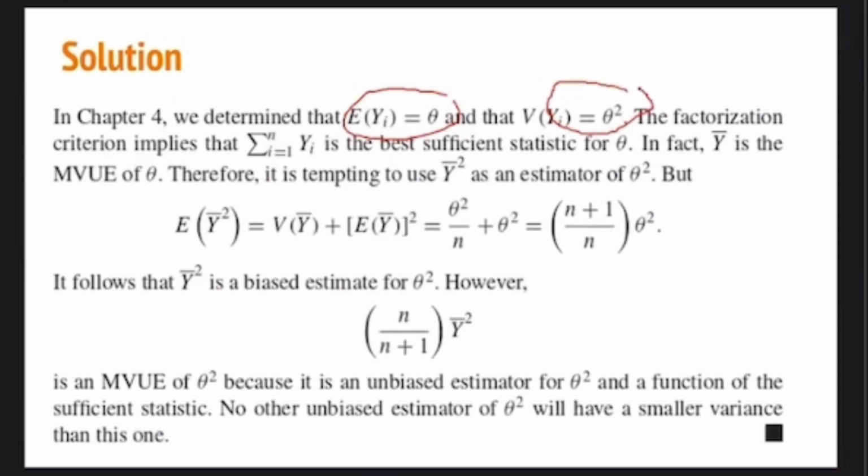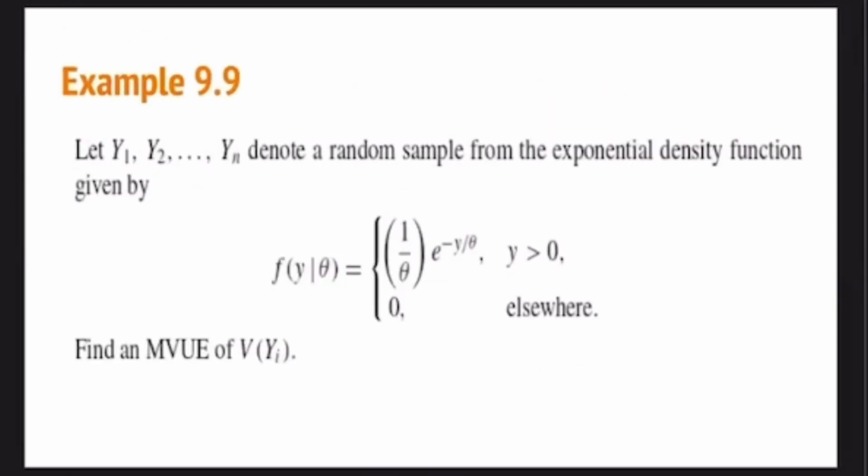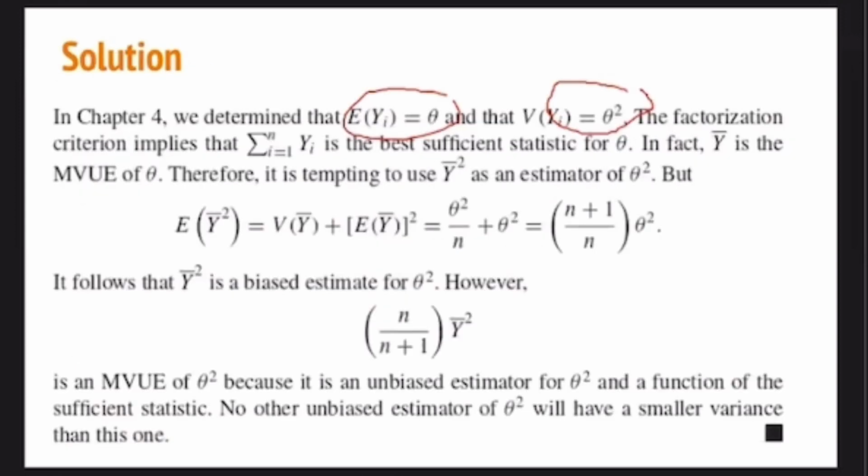Now here, the MVUE of the variance. That's what we mean. Now, if I want to do the MVUE of the variance, I have to use the fact that, take a look at this. What is the expected value of y bar squared? The variance of y bar is going to be that minus that. When I start plugging in all of that, I have that. Now, we get n plus 1 divided by n times theta squared. Now, it follows that y bar squared is a biased estimator for theta squared.